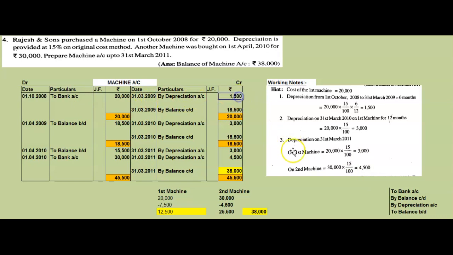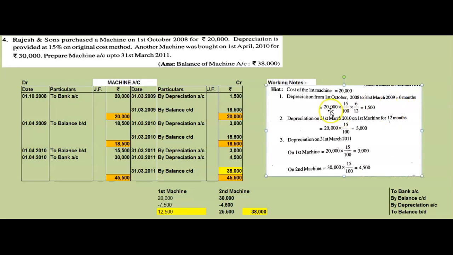Here we have taken only 1500. Why 1500? If you see, actual depreciation is 3000, but we have taken only 1500. Why? Because in the beginning year we have to take the depreciation from the date of purchase to the year end. Date of purchase is 1st October 2008. Year end is 31st March 2009. So only 6 months depreciation you have to provide.